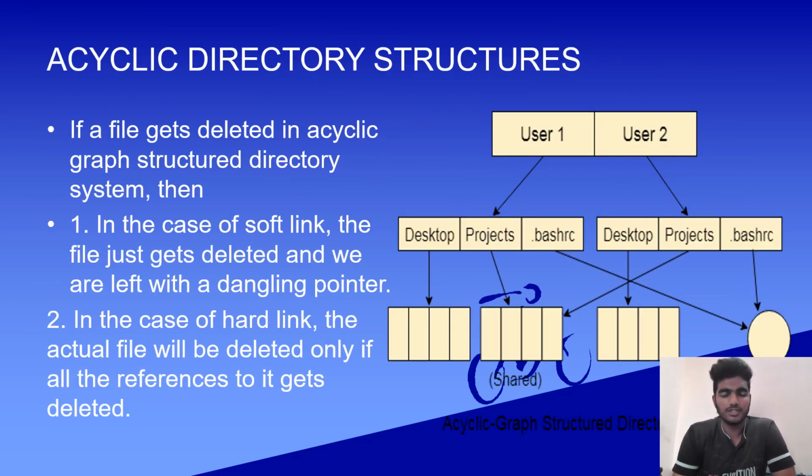In acyclic directory structures, if a file gets deleted in an acyclic graph structured directory system, then in the case of soft link the file gets deleted and we are left with a dangling pointer. In case of hard link, the actual file will be deleted only if all the references to it get deleted. So user 1 contains desktop projects and some of the other projects. Similarly, user 2, which is shared between both of them, user 1 and user 2, contains the file attributes, which is then stored in the form of files.